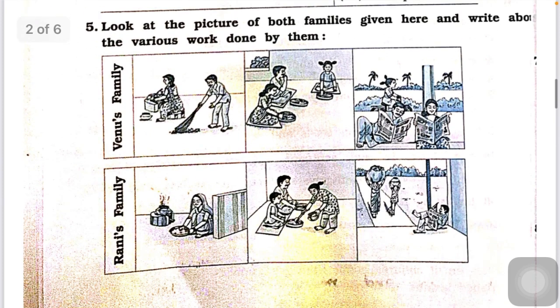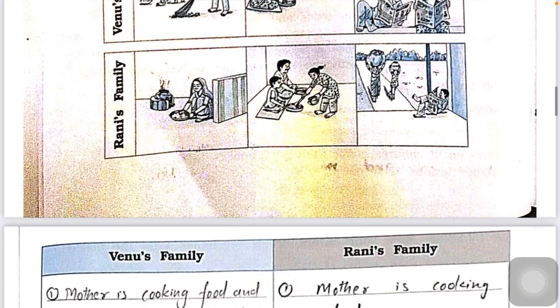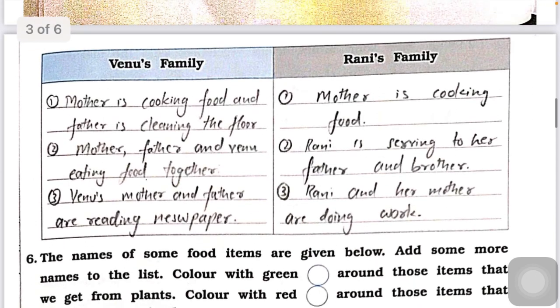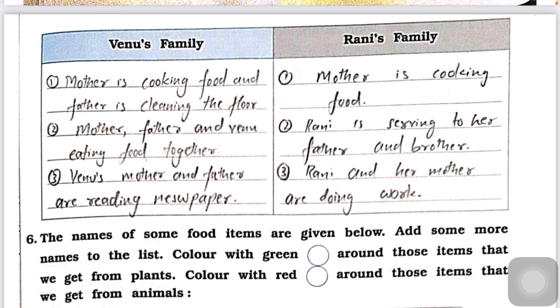So now question number 5. Look at the pictures of both the families and write about the various work done by them. This part we already did in our textbook solution, so if you want to copy, you can copy from there. Mother is cooking food and father is cleaning the floor. Mother, father, and Venu are eating food together. Venu's mother and father are reading the newspaper, and similarly, in Rani's family, the work is different from the Venu family.